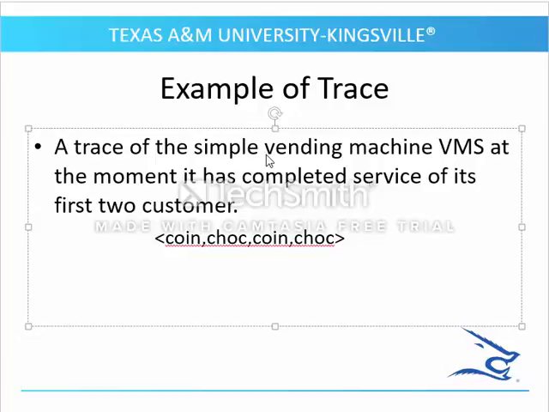An example of a trace would be like this. A trace of a simple vending machine at the moment it has completed serving its first two customers would be coin, then chocolate, then coin and chocolate. It is written in angular brackets, the two angular brackets marking the start and the end of the trace.